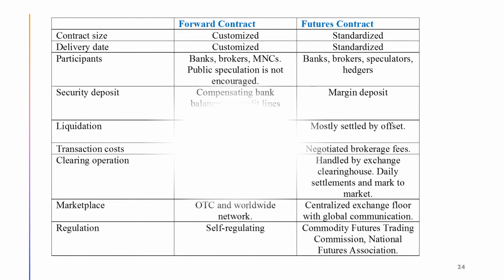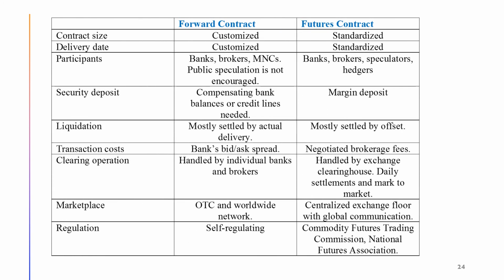In this table, I have summarized some of the key differences between forward and futures contracts. The most important point is that a forward contract is highly customized for specific investment bank clients, while futures contracts are standardized and traded on an exchange.